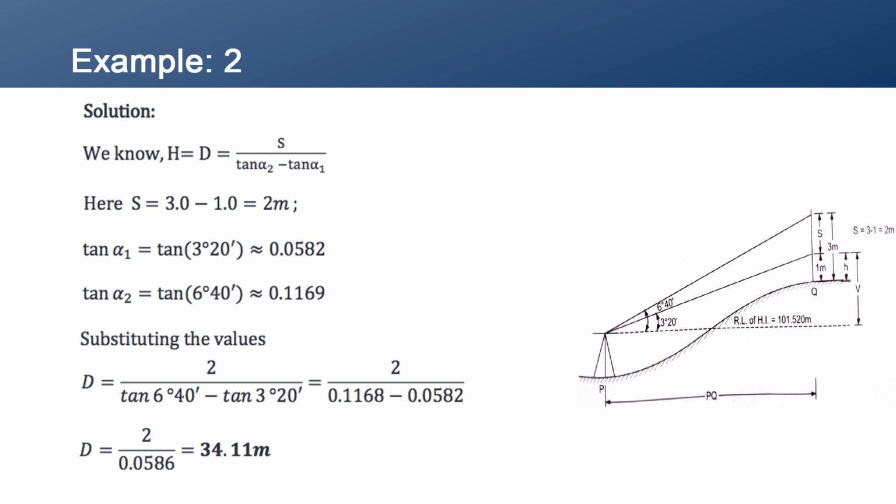First, calculate the horizontal distance between P and Q. We know h, that is the horizontal distance, also denoted by d, is s by tan alpha 2 minus tan alpha 1. Here s, which is the difference in staff reading, is 3 minus 1, which is 2 meter. Therefore, tan alpha 1 is equal to tan 3 degree 20 minutes, which is 0.0582, and tan alpha 2, which is tan 6 degree 40 minutes, is equal to 0.1169. Substituting the values, d is equal to 2 by tan 6 degree 40 minutes minus tan 3 degree 20 minutes, is equal to 2 by 0.0586, which gives 34.11 meter.